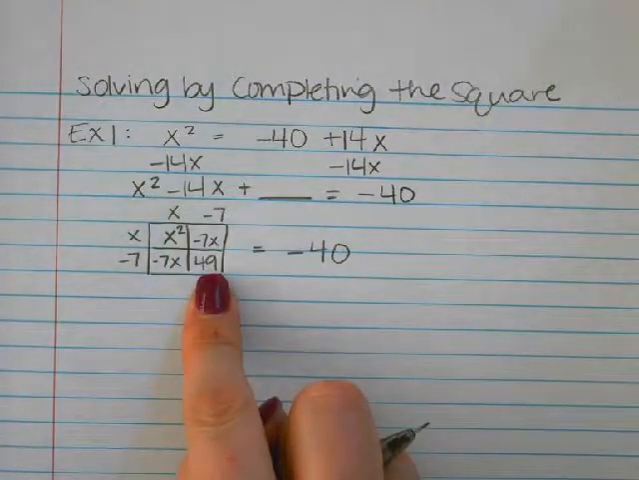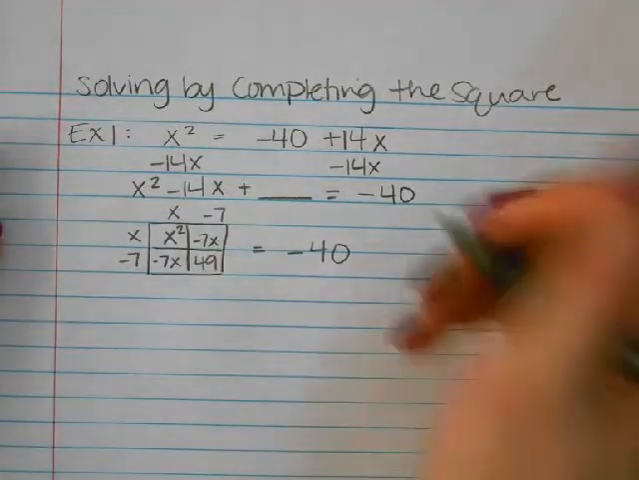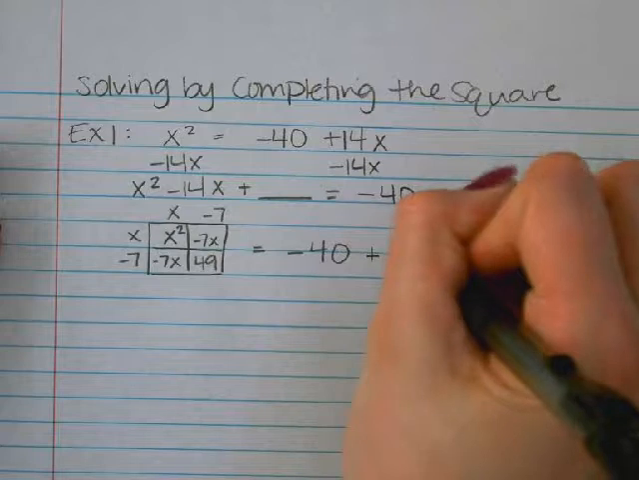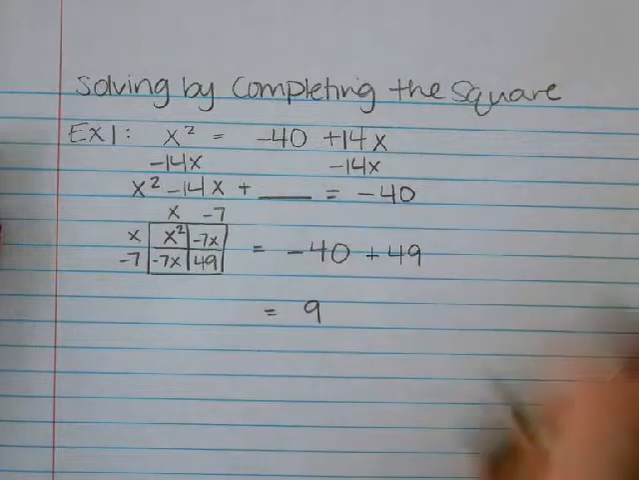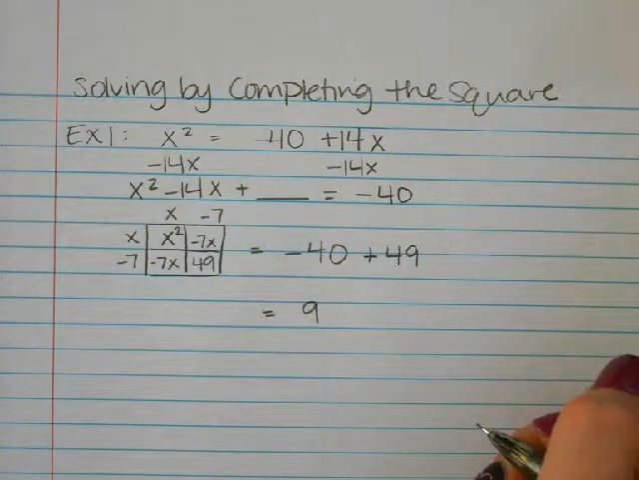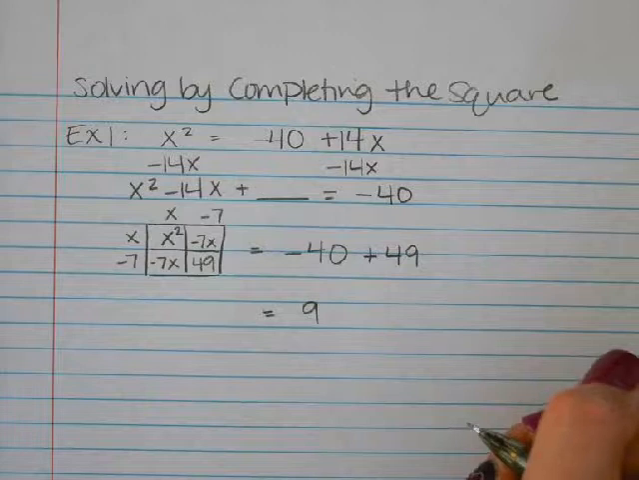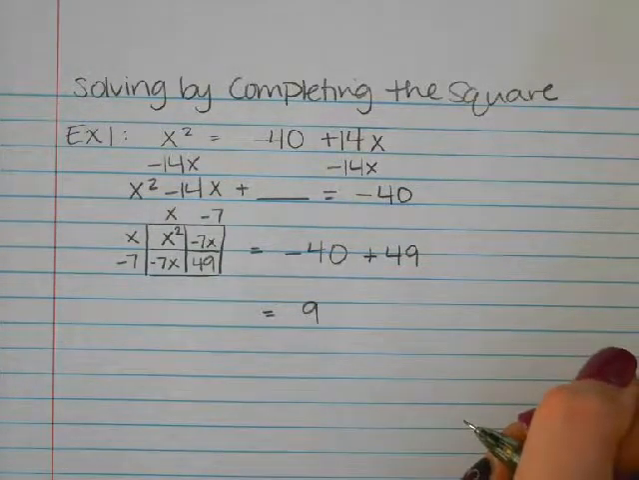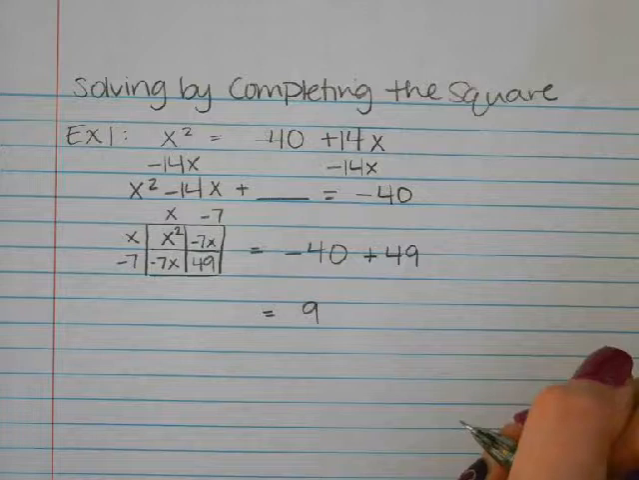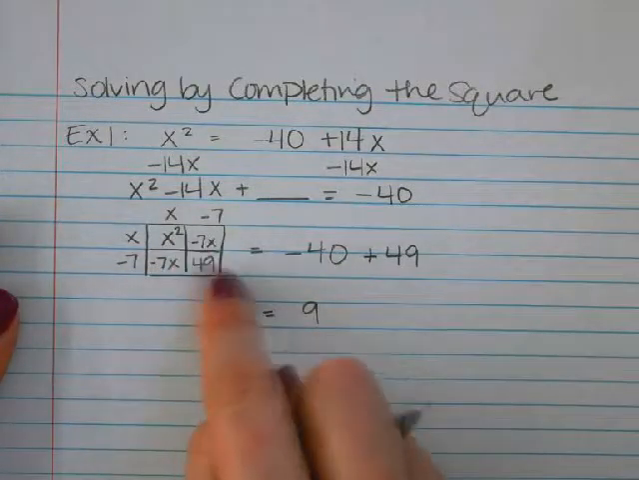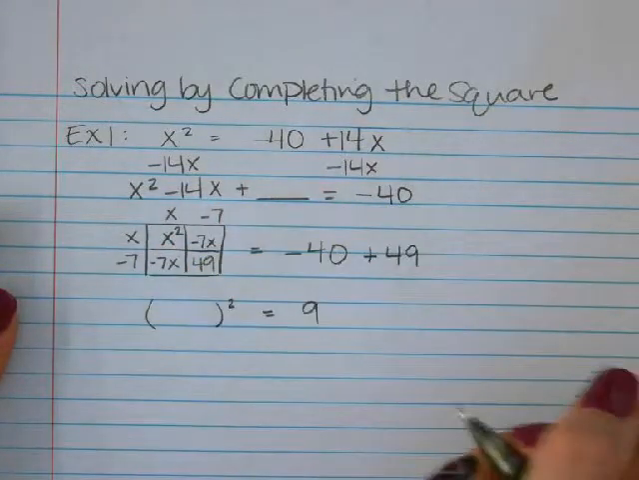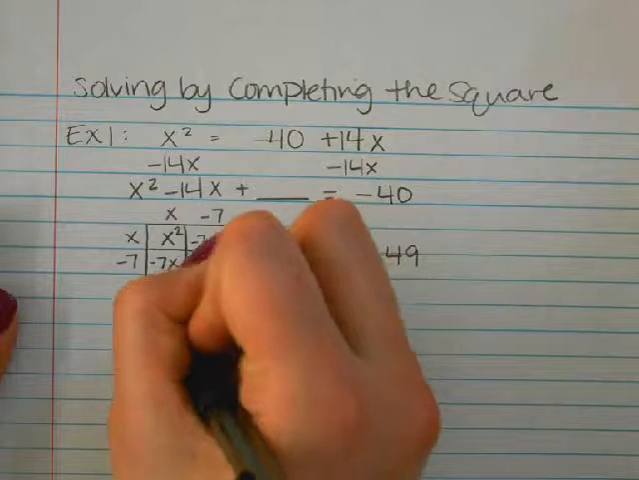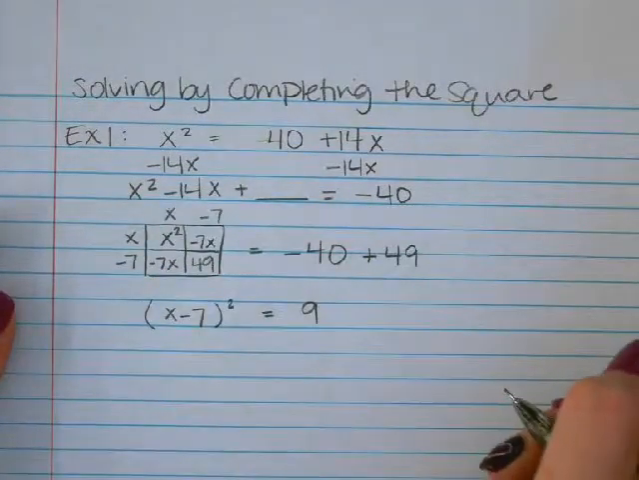And since we added 49 to the left side, what do we do to the right side? Add it there as well. So it's going to be minus 40 plus 49, which leaves us with a positive 9 on the right side. What do we have on the left side? So you have x squared minus 14x plus 49. That's what you have. But we can write it as the completed square, right? What would it be as a completed square? Yeah, x minus 7 squared equals that 9.